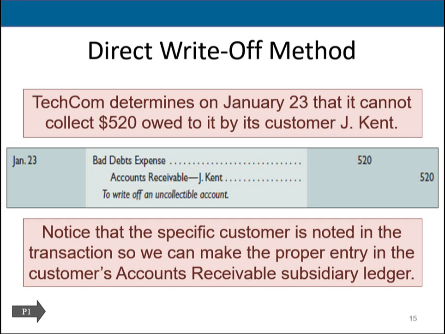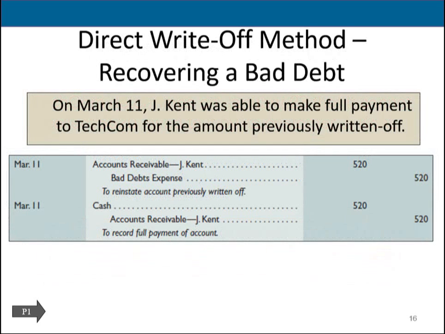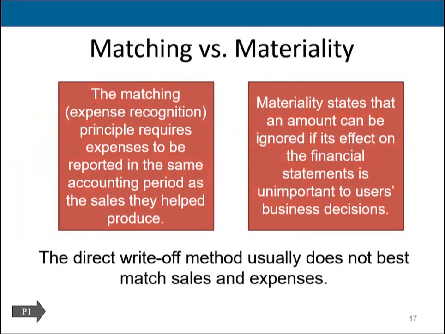But there's always the chance that J. Kent will feel bad and will come in at some point and pay off the debt. If that happens, these journal entries have to be made. Reverse the entry that wrote off the debt and record the payment of the account. Again, this creates a record of J. Kent coming back in and paying the debt, so in the future, should credit be asked for, it might be granted to this customer. Seems easy enough, right?